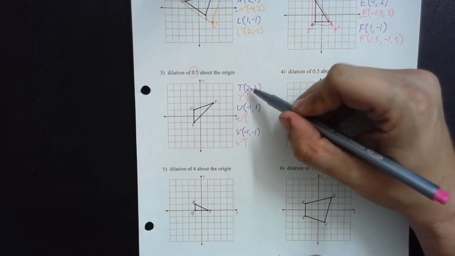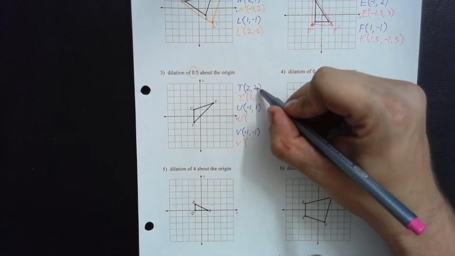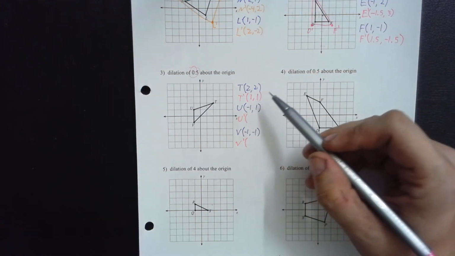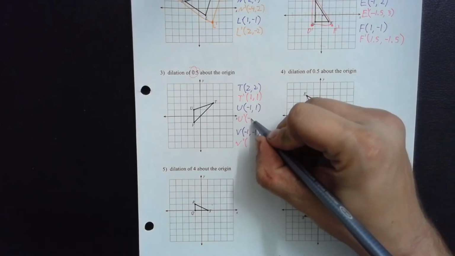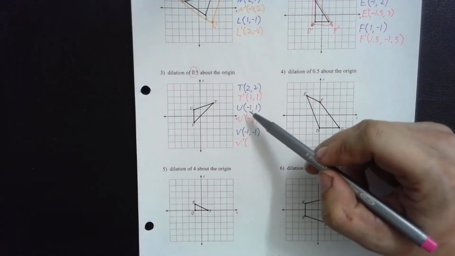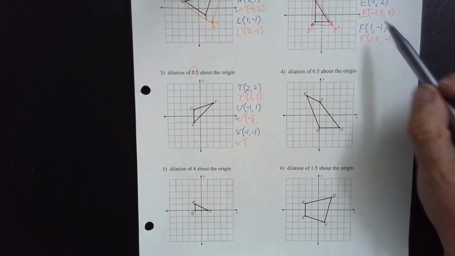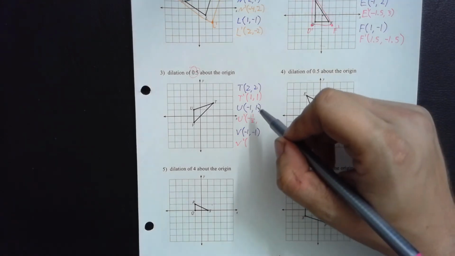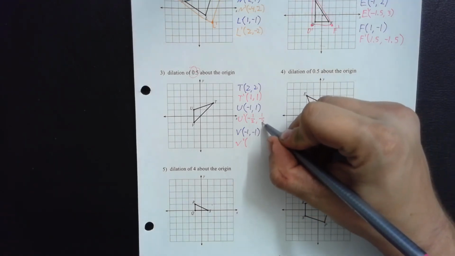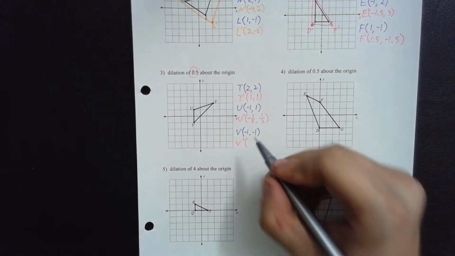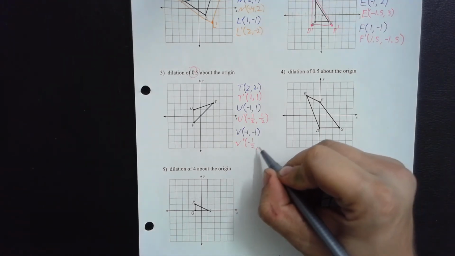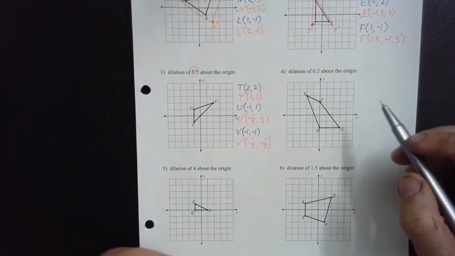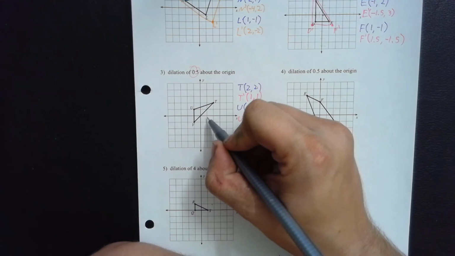So, half of 2 is 1. Half of 2 again is 1. Half of negative 1 is, well, negative 1/2. And this one I'm going to do with fractions just to prove you do not have to do decimals. So, negative 1/2, half of 1, again, would just be 1/2. Half of negative 1, negative 1/2. And half of negative 1, negative 1/2. There we go. So, T prime will be at 1, 1.